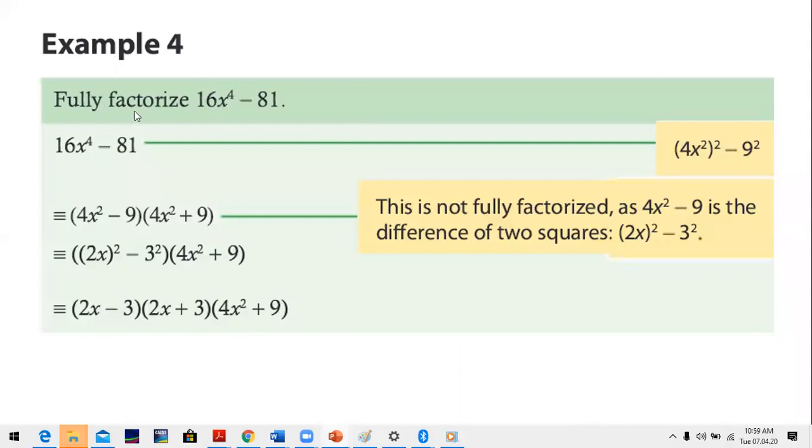Okay, we have another example here. Fully factorize 16x to the power of 4 minus 81. We know for sure that 81 is a square number because it is equal to 9 squared. For 16x to the power of 4, we just need to find the root, which is 4x squared. So it's basically (4x squared) squared minus 9 squared, which gives 4x squared minus 9 times 4x squared plus 9. The second cannot be factorized further, but the first can, because 4x squared is a square number and 9 is a square number. So you factorize it to 2x minus 3 times 2x plus 3, and the other one remains the same.